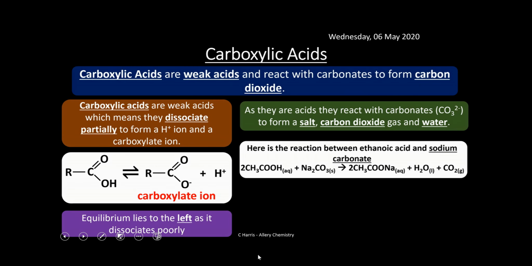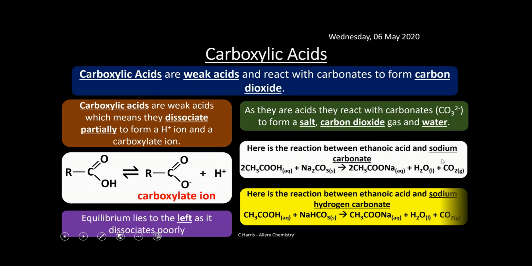So here's the reaction between ethanoic acid and sodium carbonate as an example. You can see here that we've got sodium carbonate, which is Na2CO3, forming your salt, water and carbon dioxide. And as another example of another carbonate, this is sodium hydrogen carbonate. It's exactly the same. We form water and carbon dioxide and your salt. So because it's an acid, it reacts in the same way. There's no difference here. The only difference is we're using a carboxylic acid instead of a mineral acid like hydrochloric acid or nitric acid or sulfuric or anything like that.